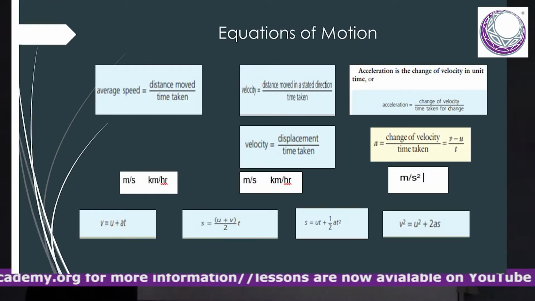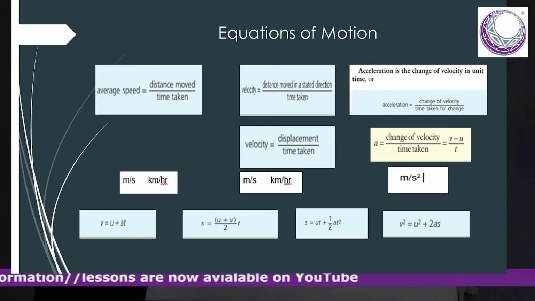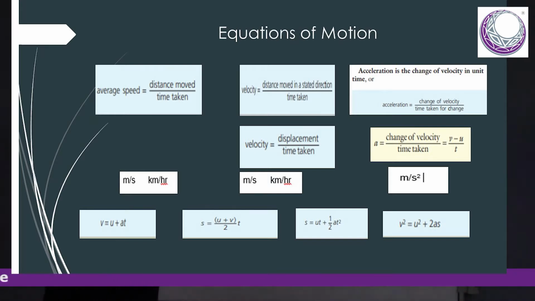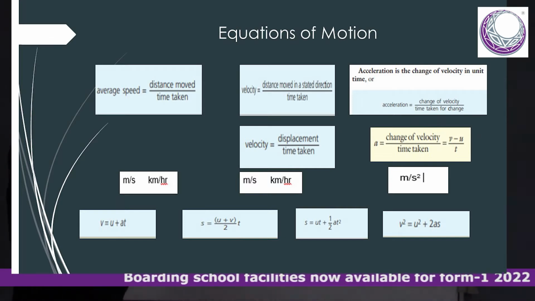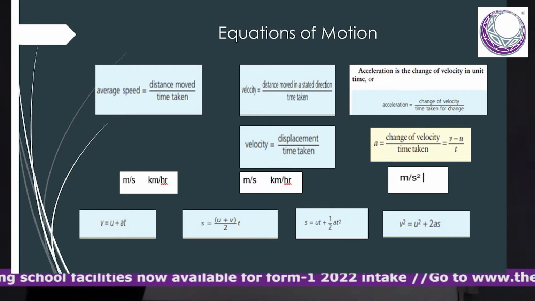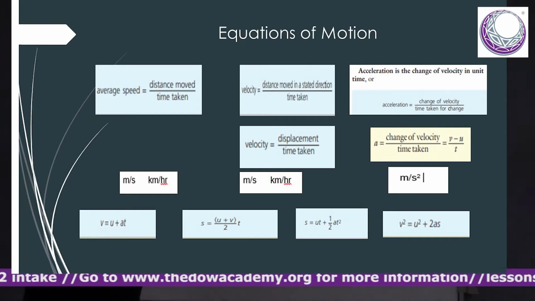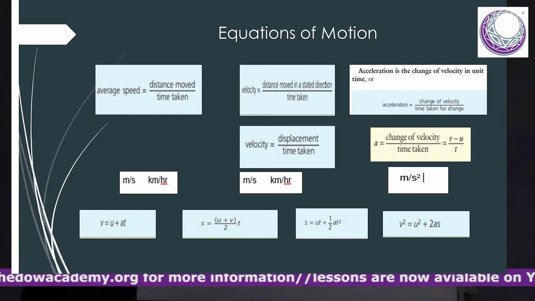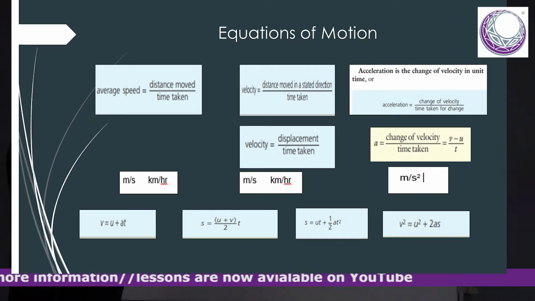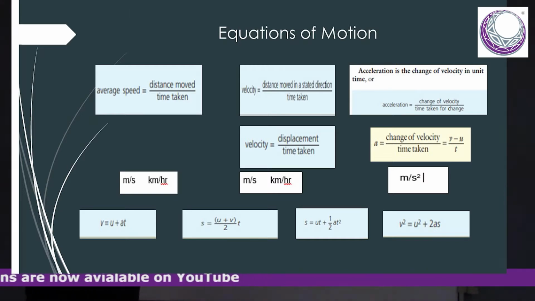Equations of motion. There are a number of equations that you have to know and which you have to use in the exam. So we are going to run through all of these equations here, and we'll see which ones we'll use as we move on. The first equation that we are looking at here is average speed. You are required to calculate average speed, and for average speed we are saying it is total distance covered or moved divided by the time taken.